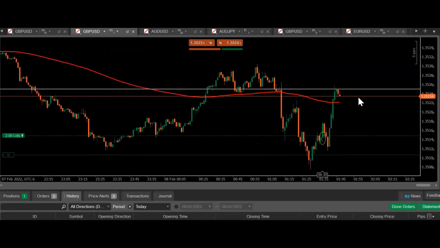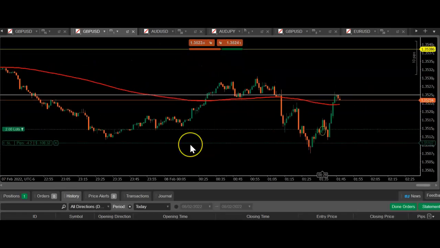So there's our awesome trade for the day. We're going to leave this last position to run, and we'll come back in a day or so and see what happens.